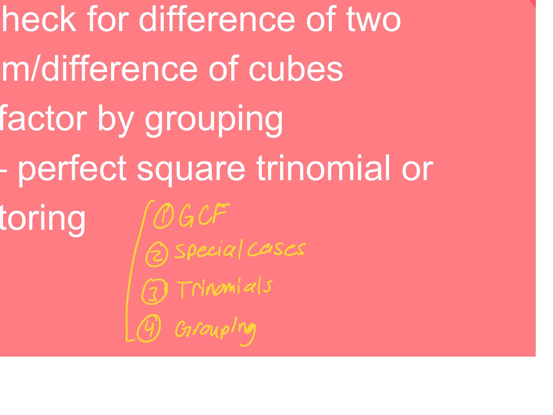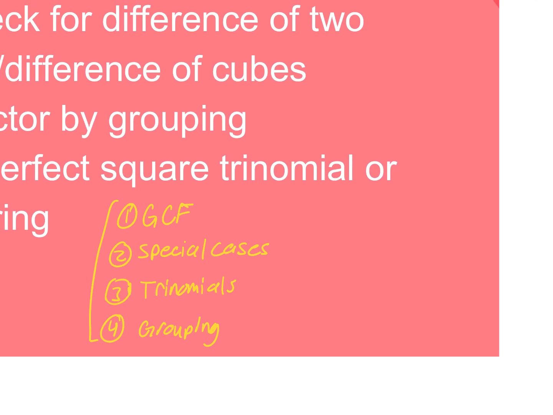To get a little more specific, GCF is pretty straightforward. Just check if there's a common factor between all of your terms. The next thing is special cases. You want to check if there is a difference of squares. The other special case was a perfect square trinomial. And then the last special case was a sum or difference of cubes.